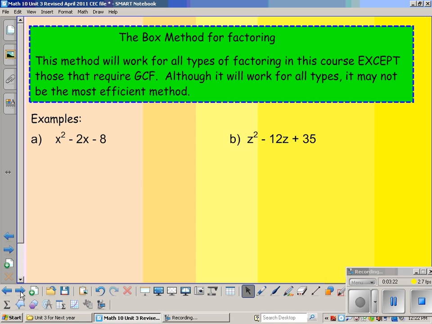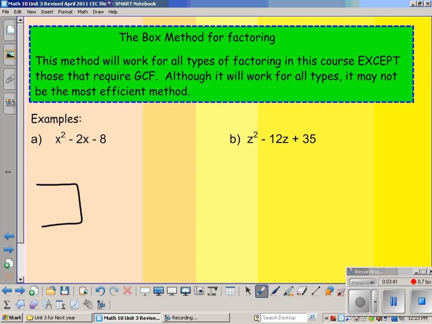So you may end up looking for a better method, or if you're a person who struggles and it takes you a lot longer to learn methods, this would be one you might want to learn, because then at least it will get you enough to do a level 2 for this outcome. So here's how the box method works. We draw ourselves a little box.